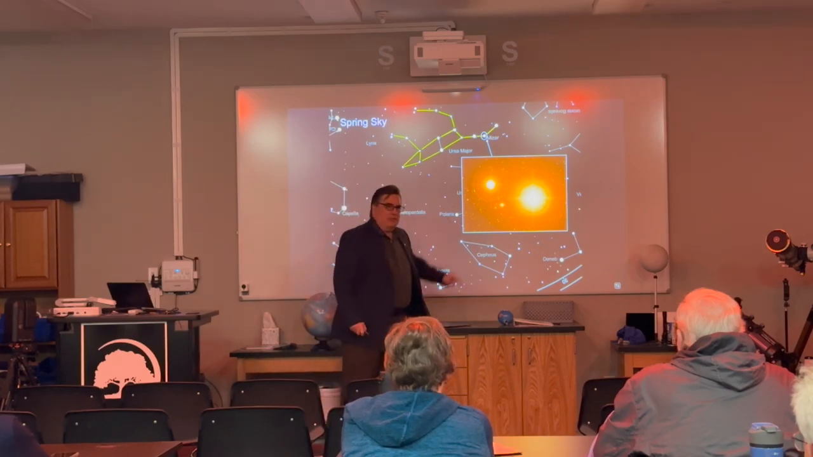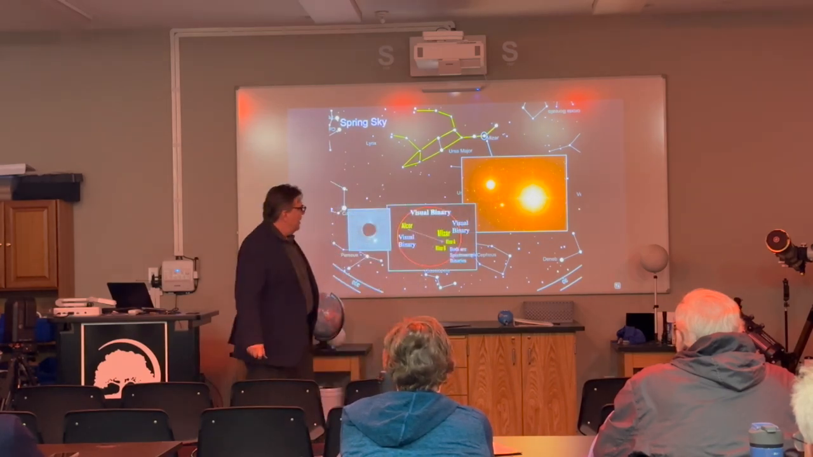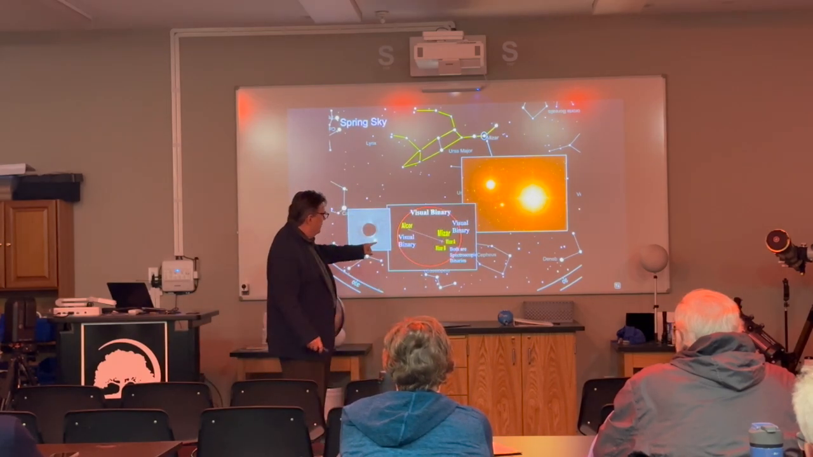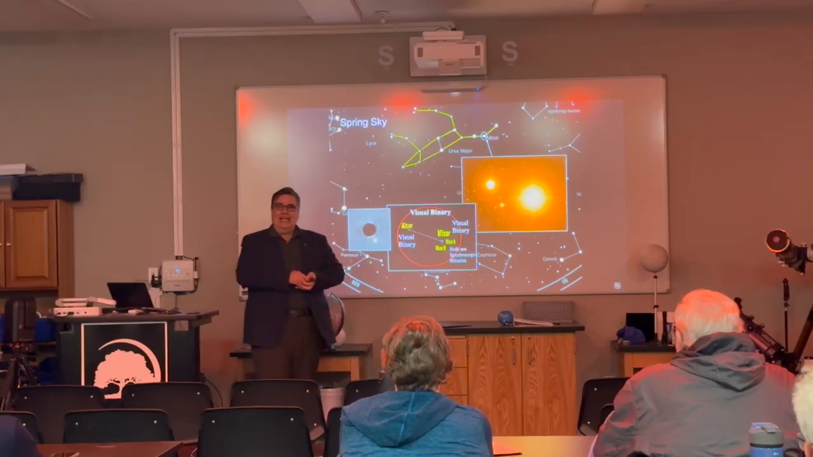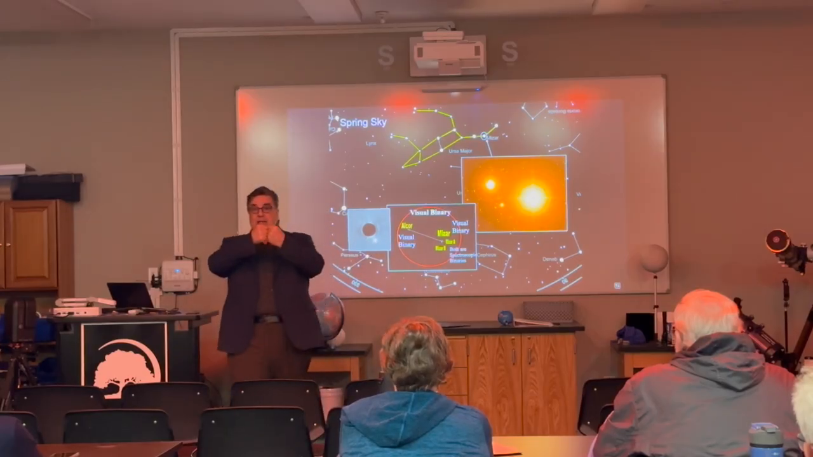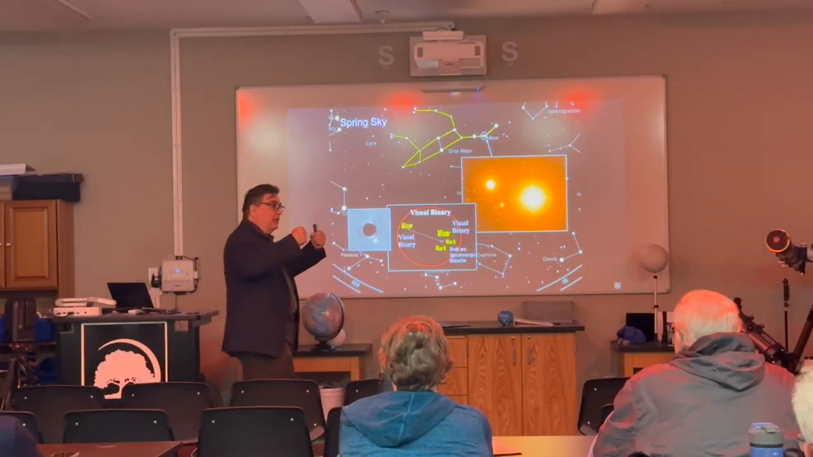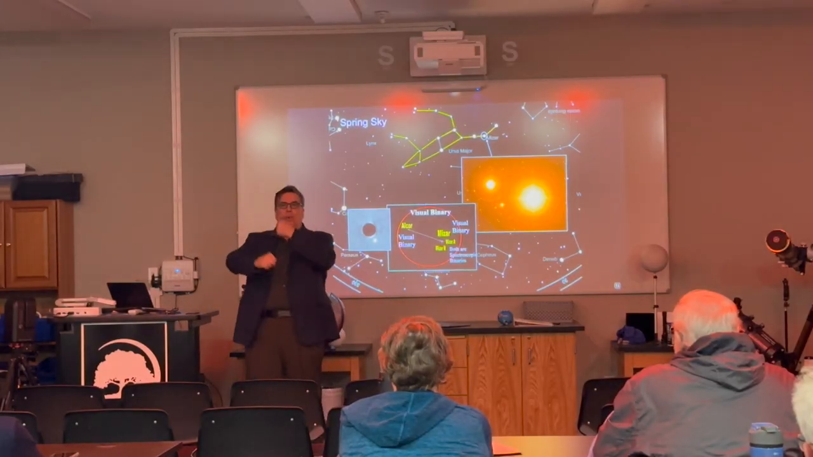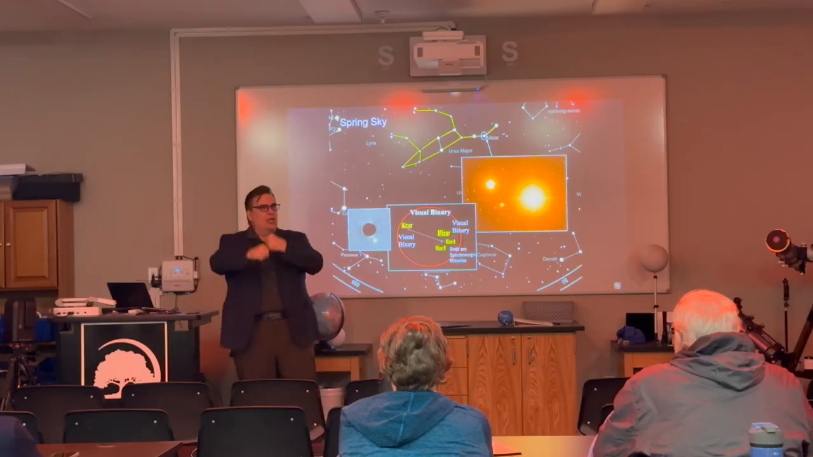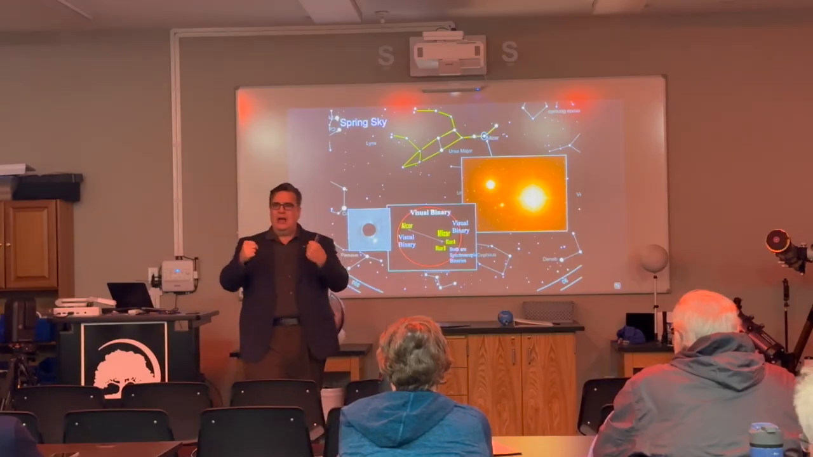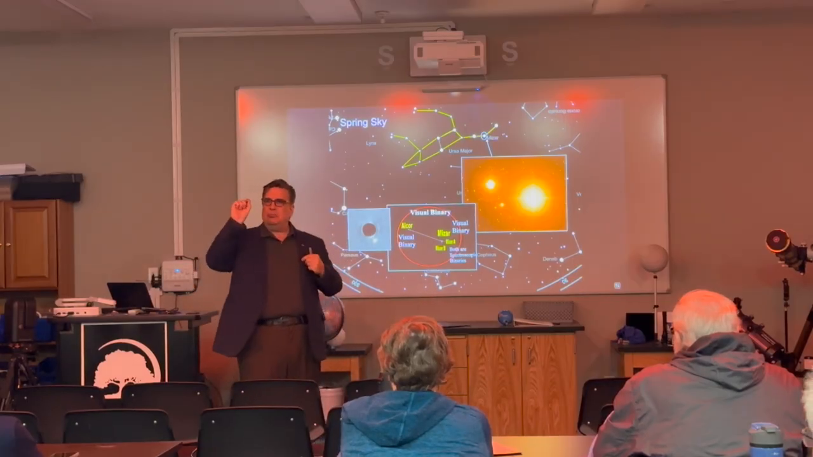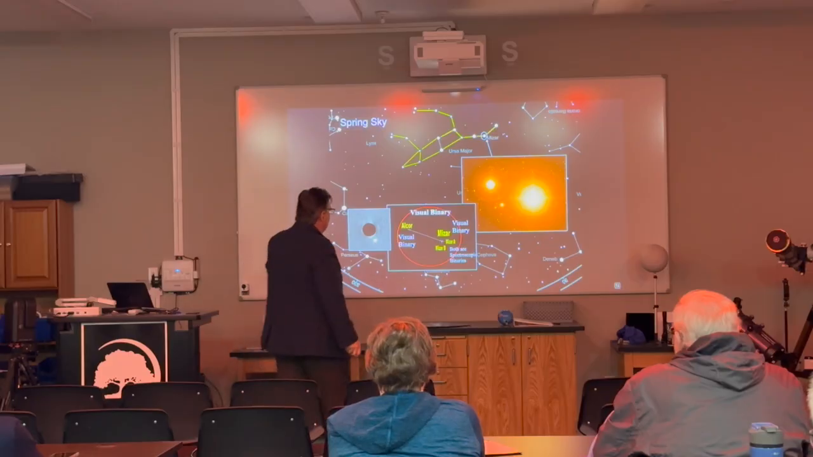But here's what's interesting about Mizar and Alcor. If we were to analyze these, Mizar in itself is what is called a visual binary. Binary meaning that it's orbiting around a common center of mass. They really are gravitationally attracted to each other. Visual in the sense that we can break them apart with a telescope.